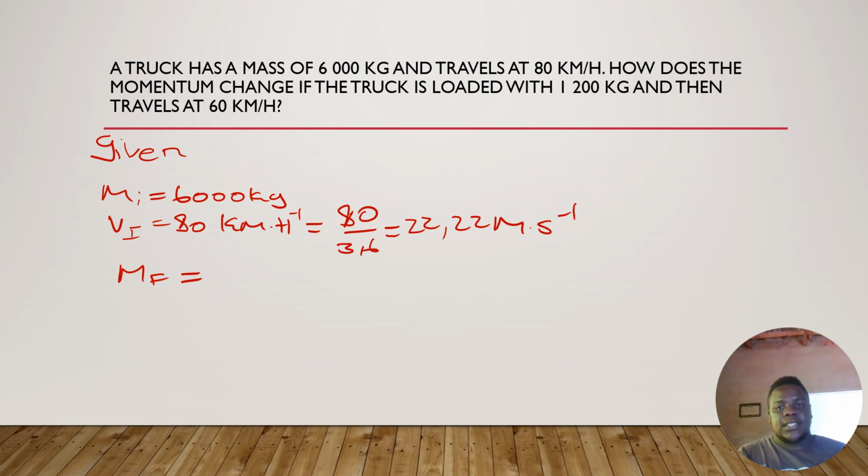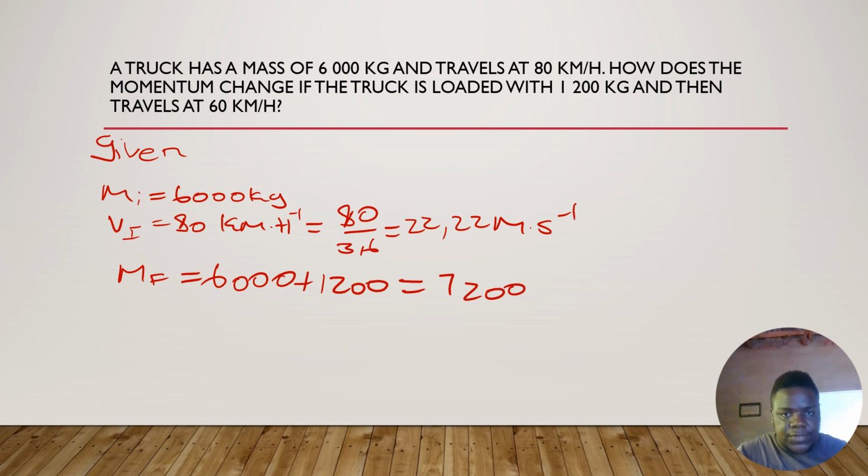Now, mass final is going to be what? Worry on the final part. The truck is now loaded with 1,200 kg. The truck itself, its mass is 6,000 plus the load that is loaded, which is 1,200. This is going to give you 7,200 kg.